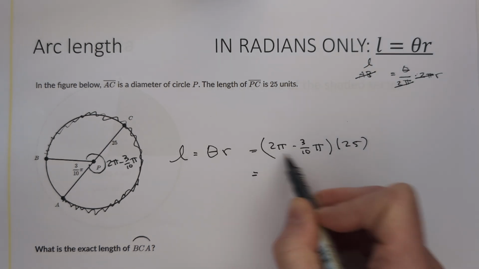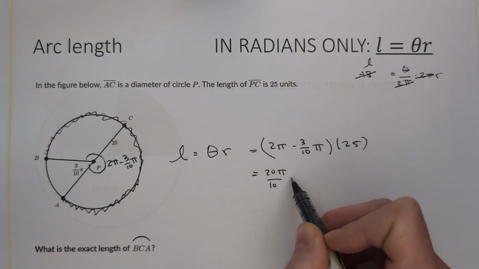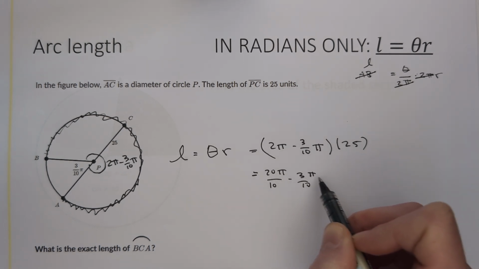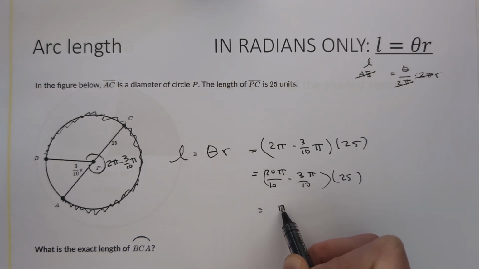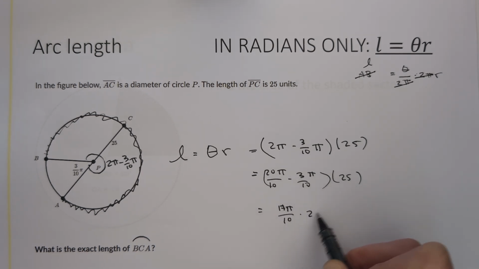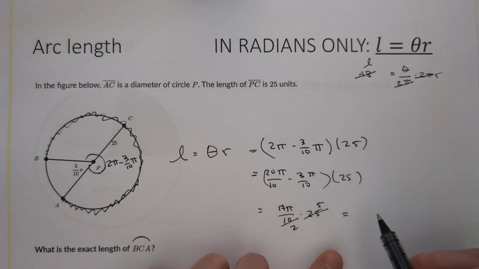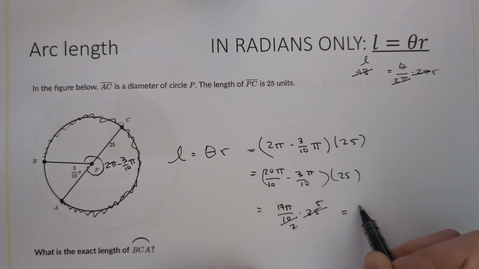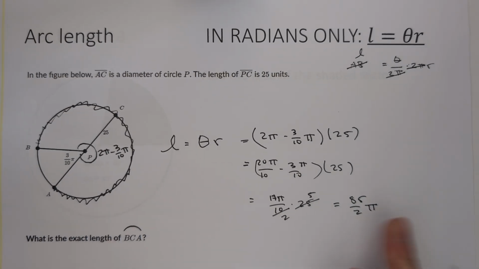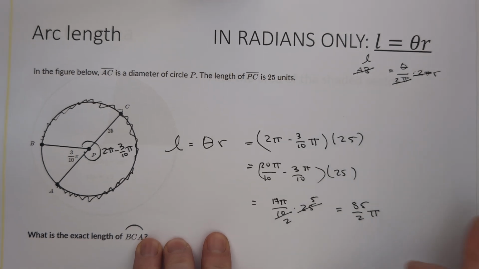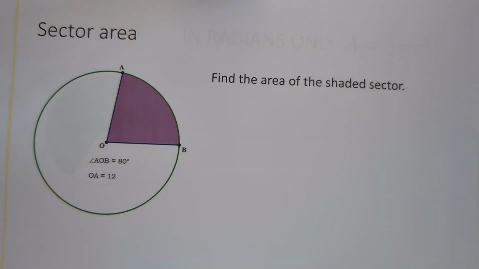Okay, 2 pi, in order to subtract fractions, you need to make sure you're using a common denominator. So 20 over 10 pi minus 3 over 10 pi times 25. Then this is relatively simple. So 17 pi over 10 times 25. And I'm going to reduce these, divide. And 17 times 5 is going to be 85 over 2 pi. And it does say find the exact length, so you wouldn't want to put this as a decimal because it would no longer be exact. Okay. Much easier when you have the angle given in radians.